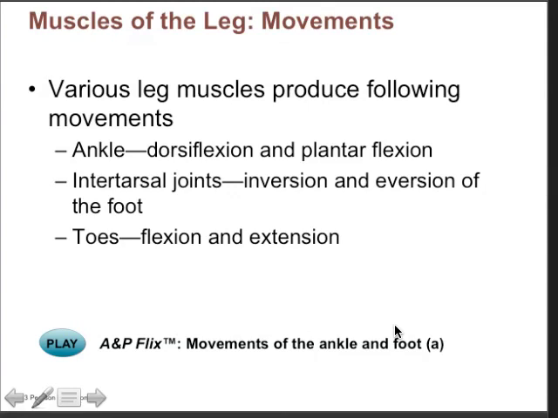Okay, different leg muscles produce the following movements. Now we're talking, when we refer to the leg, of the calf, the lower leg, if you want to use a colloquial term, and they act at the ankle for dorsiflexion and plantar flexion. Dorsiflexion would be lifting the toes off the ground. Plantar flexion would be pointing the toes. The intertarsal joints involve inversion and eversion of the foot, and also flexion and extension of the toes.